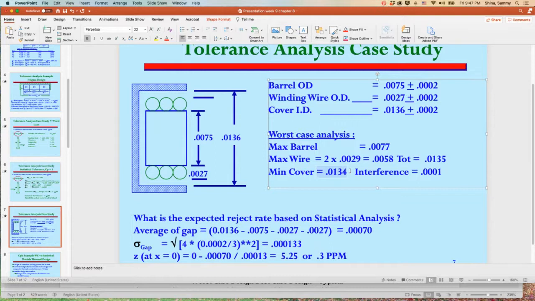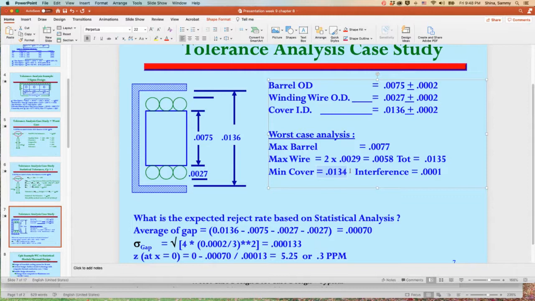So I was called in to see if I could analyze it. I was actually giving them the course, and they called me and I said, bring in some interesting problems from work, we can work on it. So this is an interference fit. The minimum cover will not fit the maximum barrel and the maximum wires.